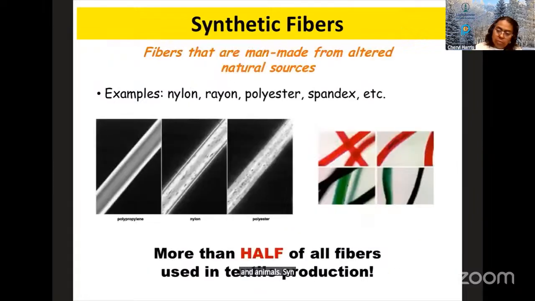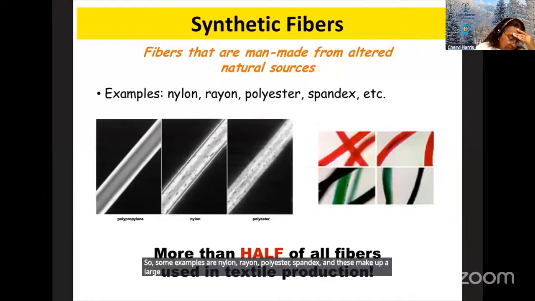Synthetic fibers are the second type of fiber, and they are man-made fibers. I like to think of these as being synthesized. They are made. Some examples are nylon, rayon, polyester, and spandex, and these make up a large portion of the fibers that are produced.